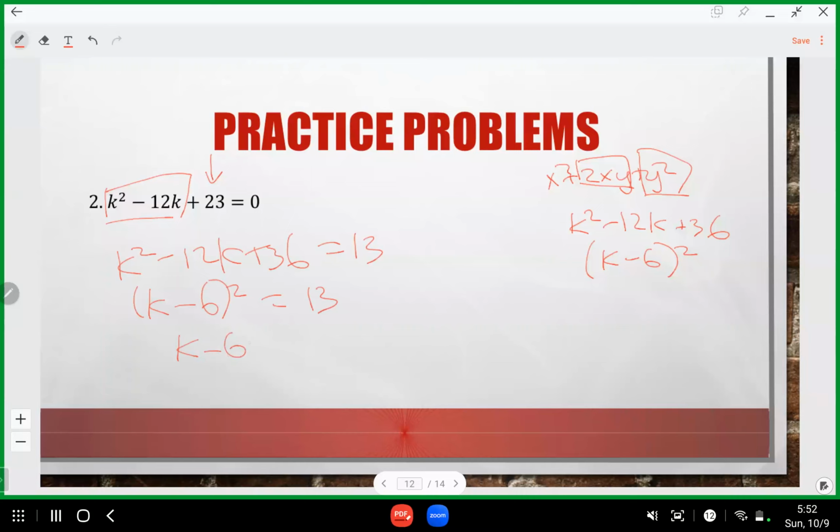k - 6 equals plus or minus the square root of 13. So k is equal to 6 plus or minus the square root of 13. We can't really do anything now because it's a radical and we don't know how to simplify those yet. Well, actually, it is already simplified, so we're done. If you use the quadratic formula, you get pretty much the same thing.